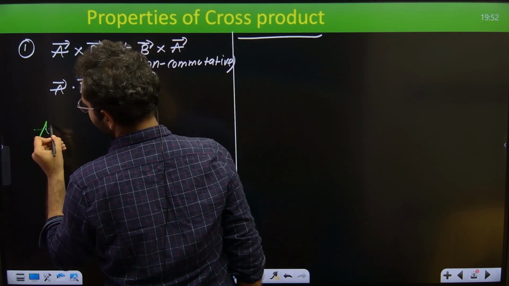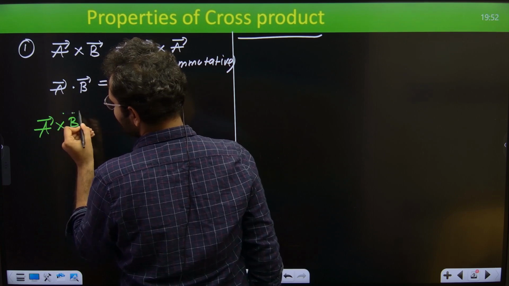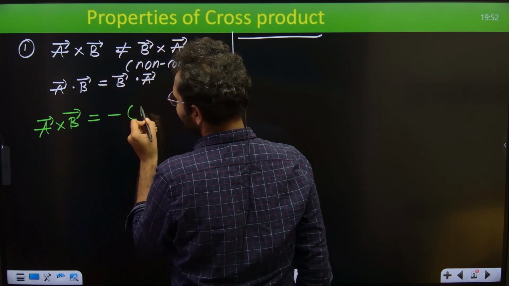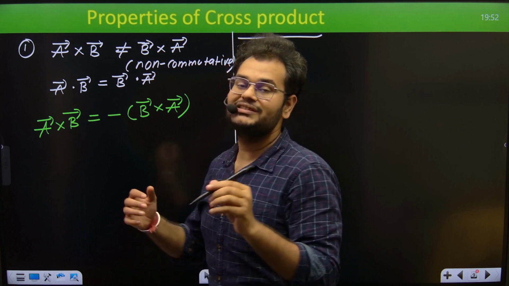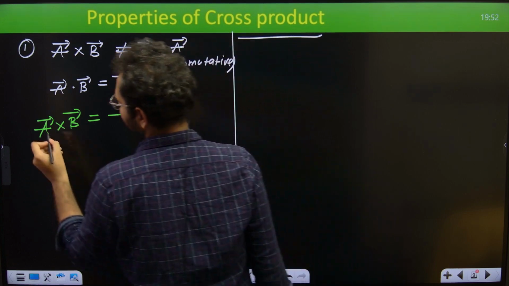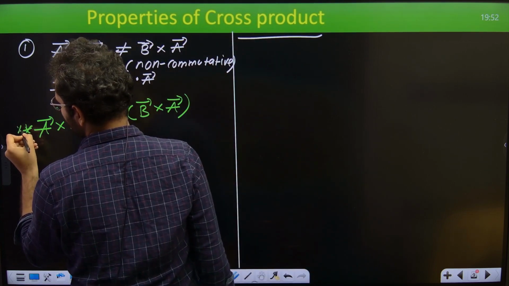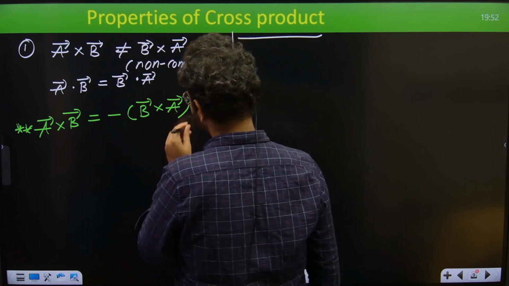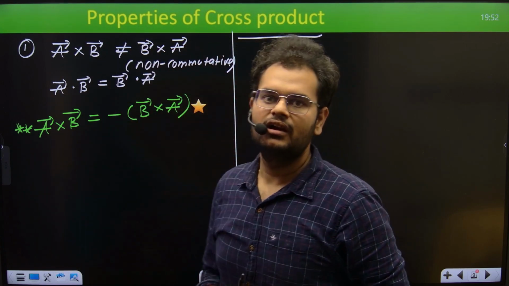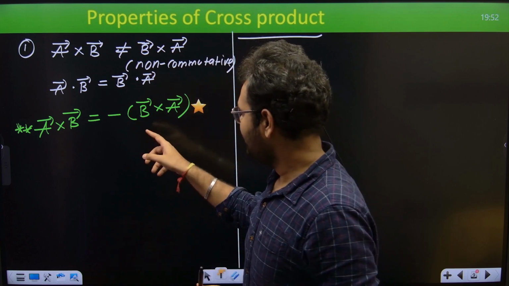Very important. A cross B is equal to minus B cross A. I don't know how you will remember this, but this is very, very important. I will mark it with a star. How many stars? Sir, do you have a star? Yes, I have a star. So I am marking a star here. A cross B is minus B cross A.